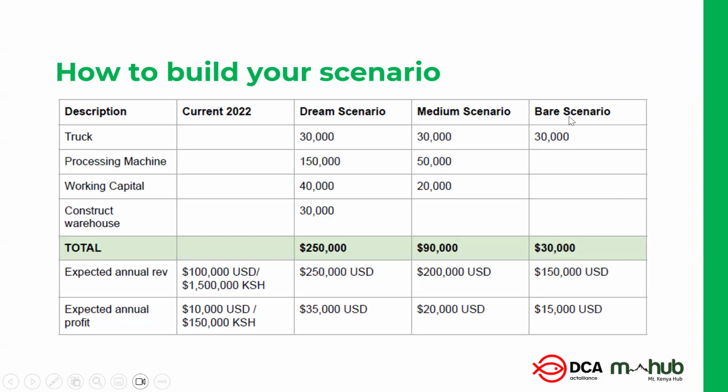And then you go to the bear scenario where you're saying, let me just have a truck. For example, Franson, you said delivery of seedlings is a challenge. If this is your financial ask, you can actually say, ni sawa tu, nimeona nyinyi hamuna pesa, mimi nipeeni tu truck, mimi nitasaidika. So what it will mean is if I invest 30,000, I'm going to get 150,000 in terms of revenue, and expected profit will be this.